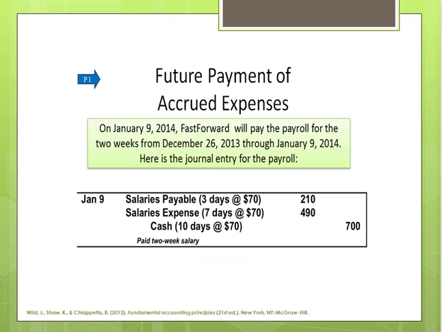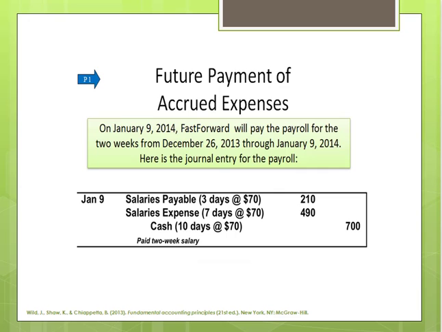Okay, now let's look at the entry that's going to occur when we ultimately pay the employee in January. On January 9th, Fast Forward will pay the payroll for the 2 weeks from December 26th through January 9th. So this is what that journal entry would look like related to that specific employee. First, we are going to debit salaries payable for the $210. This basically removes our obligation to the employee for $210 because we're paying them now.